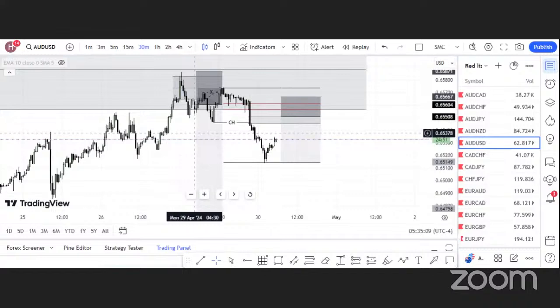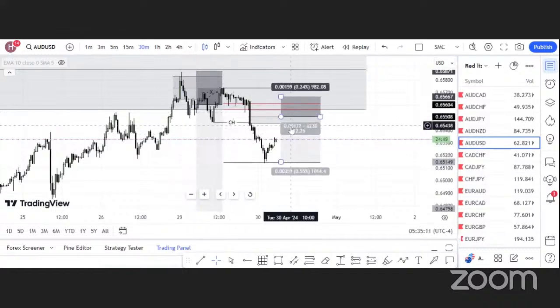I'm just going to wait for the market to come back into this zone and see if we're going to get a rejection from there. And if we do get a rejection, we're going to open a sell position, right?